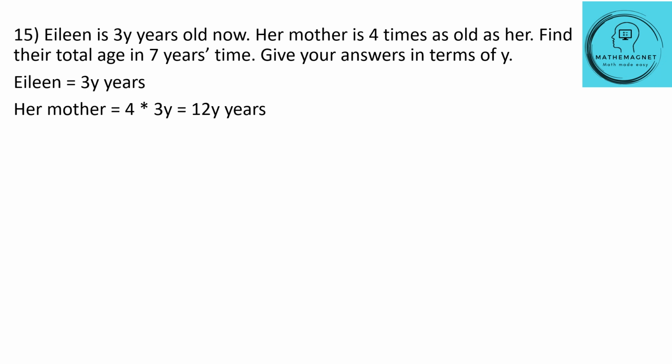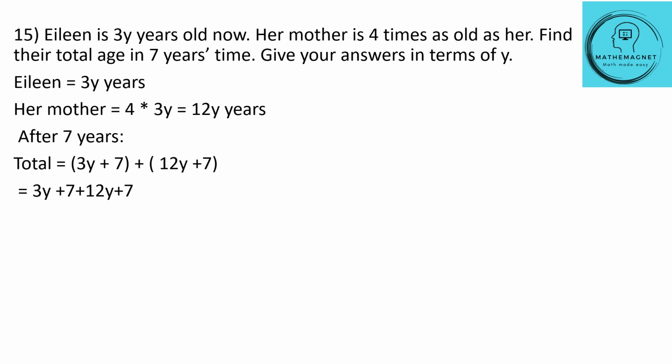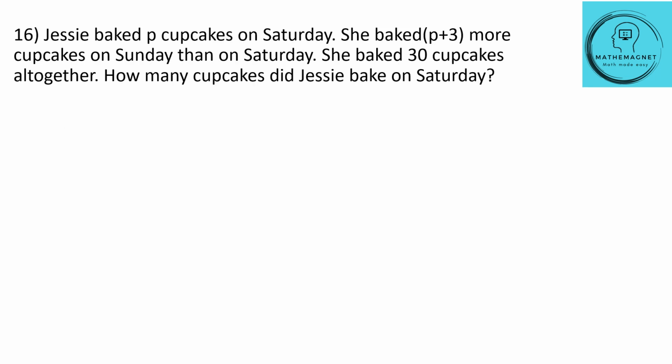Now they have asked for their total age in 7 years. So after 7 years, what will be their age in terms of y? After 7 years, Eileen will age by 7 years and her mother will also age by 7 years. So it will be written as 3y plus 7 plus 12y plus 7, which is 15y plus 14. That is their total age in terms of y. Let's look at the next question.